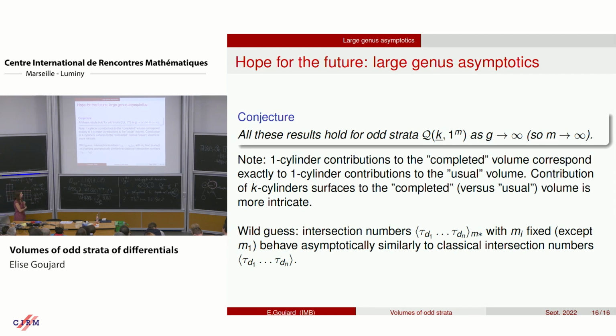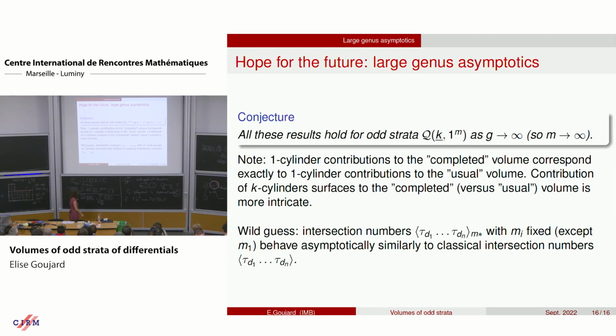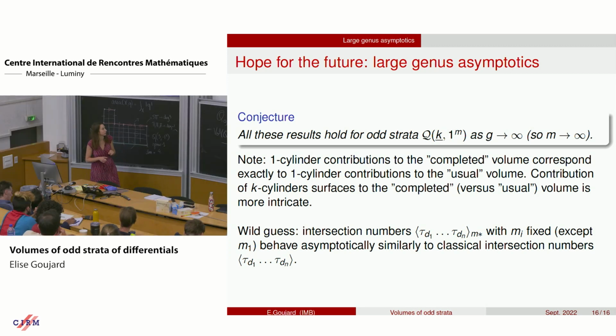But of course, the work to do is to compute the asymptotics of these intersection numbers as the genus goes to infinity. I need to discuss with Amol if he's interested in doing that. And now a wild guess is that these intersection numbers that appear in the formula will behave asymptotically like the classical ones, at least when you fix some of the m_i. There are more conjectures I will be happy to discuss with you, but I will stop here for today. Thank you.